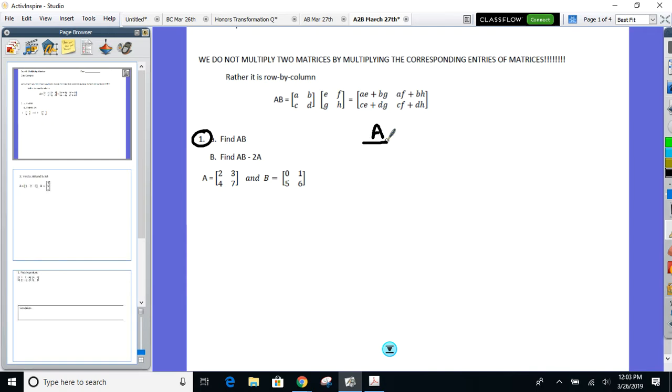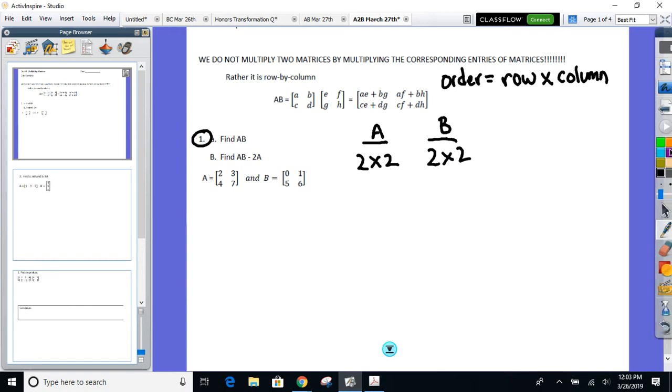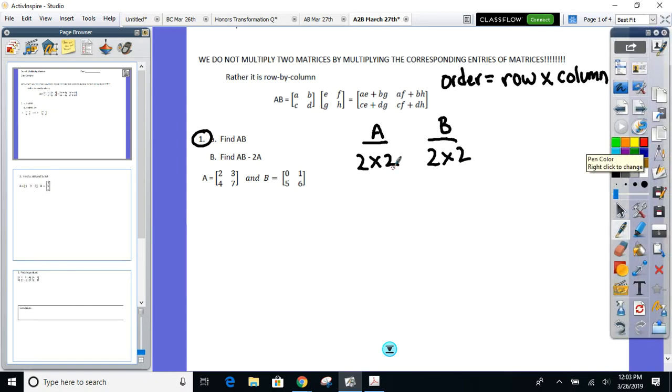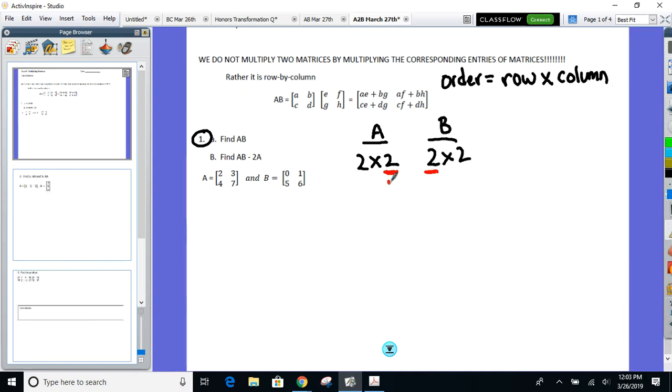We take matrix A. We talked on Wednesday about the order of a matrix, which is equal to the row first by the column second. So the order of matrix A in our example number one is a 2 by 2. And the order of matrix B here is also a 2 by 2. Now, the only way we can multiply these two matrices is if these two inside numbers match. All right, they must match, which in this case they do. If they don't match, if one's a 2 and one's a 3, I can't multiply them. Those two numbers must match.